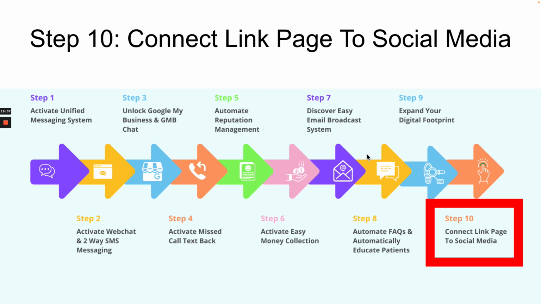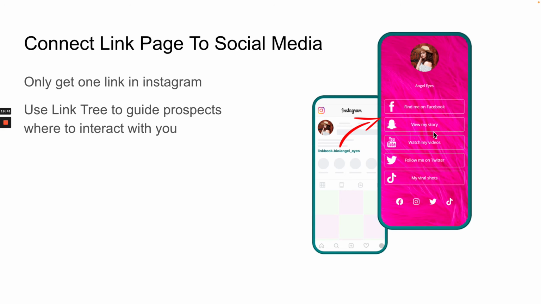All right, moving on to step 10, last one: connect a link page to your social media. In so many social medias like Instagram, you're only allowed to use one link. Well, the problem is that if you have different things you want people to do with you, you need some way of showing them all the options of interacting with you. So one of the things that have been really popularized is using this thing called a link page, where when you press on this link, it shows you the various options which people can choose. Some people may even call this a link tree.